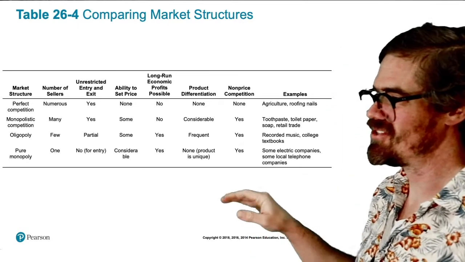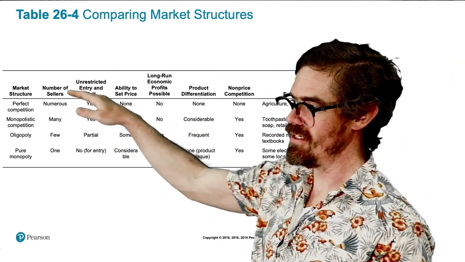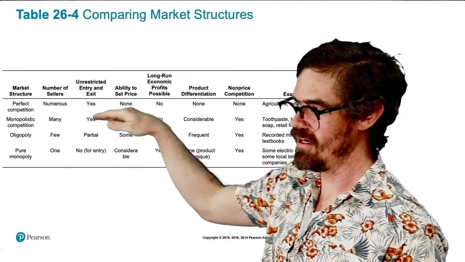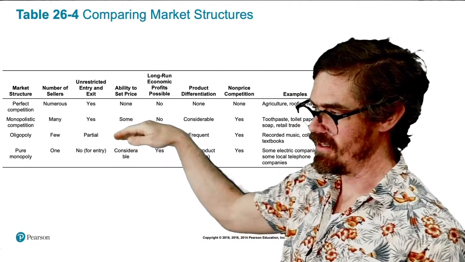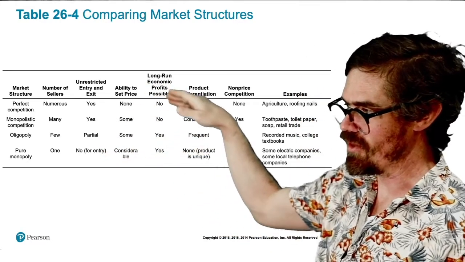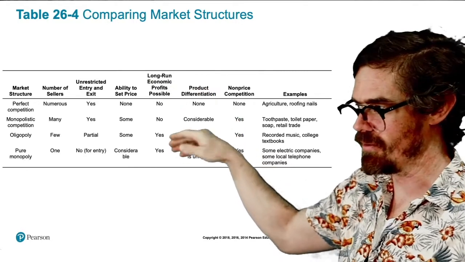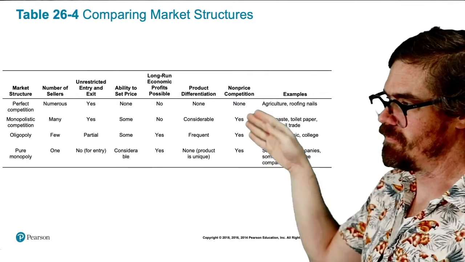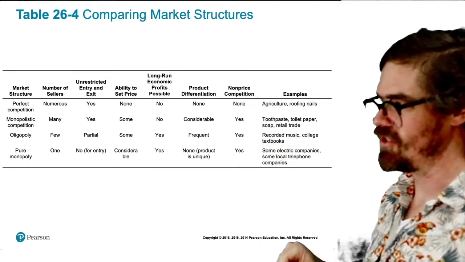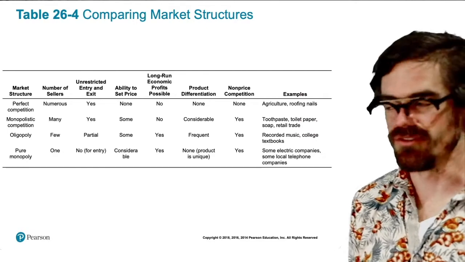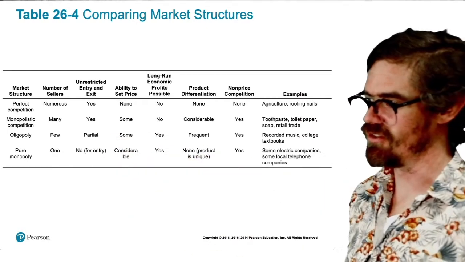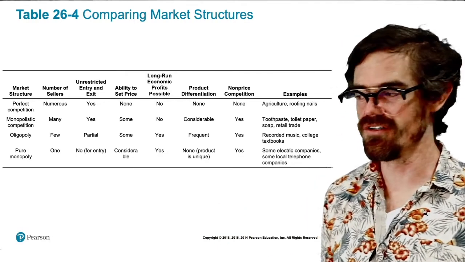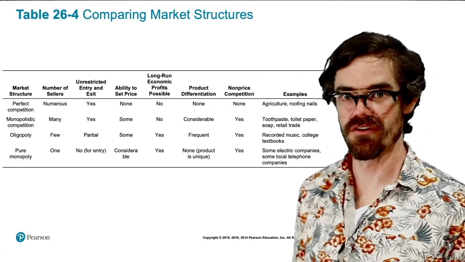Okay, so yeah, you want to know these things, right? So how these market structures differ in terms of the number of sellers, the barriers to entry, the ability to set price, whether or not a firm can earn long run economic profits, the degree to which there's product differentiation, whether or not there's non price competition, and then maybe be able to give some examples of each of these different types of market structures. Okay, so I would encourage you to look at this for a long, hard while and make sure you know this. Okay.